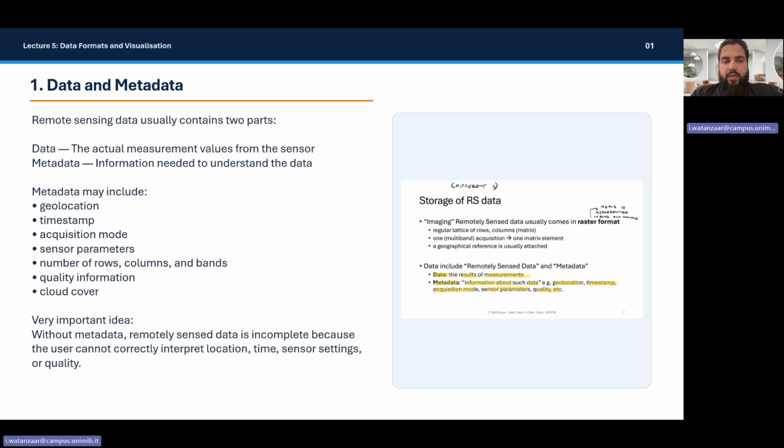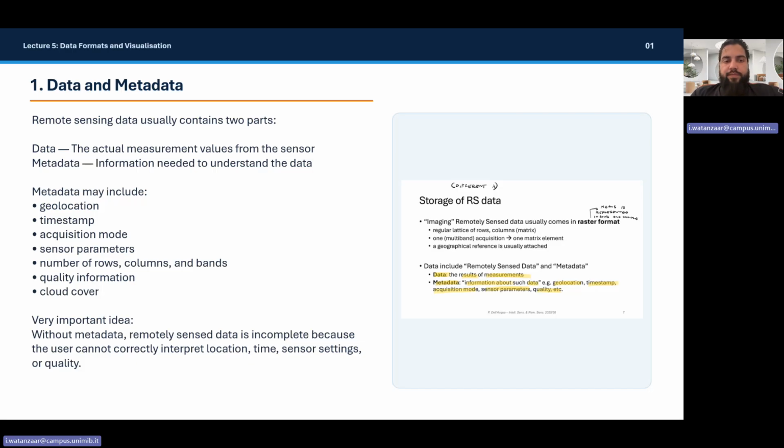Exactly the same thing applies here. It is the information needed to understand the data. What data has been sensed by the satellite needs some more information to be understood. So the remote sensing data actually contains two parts. One of them is the data itself, numerical values or matrices, and the second is metadata.